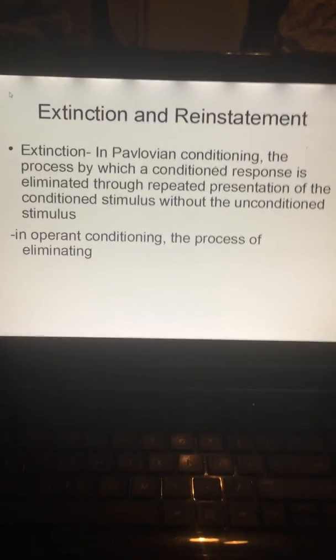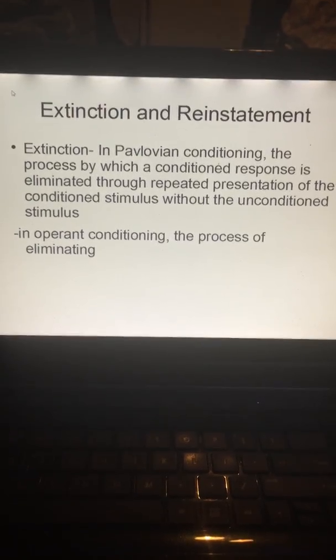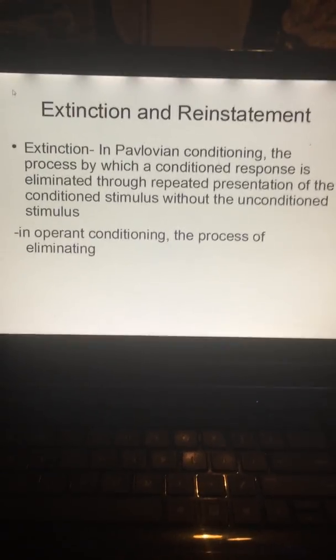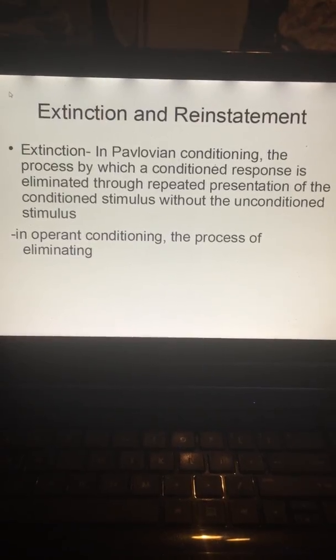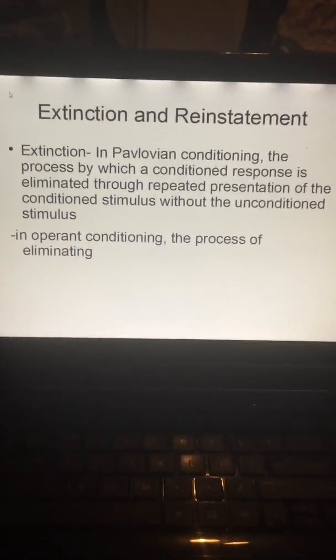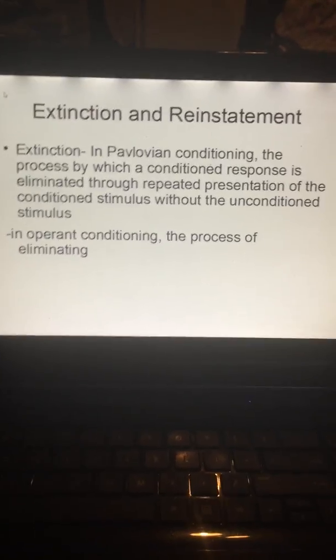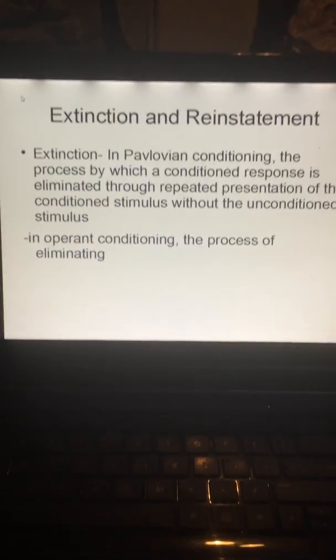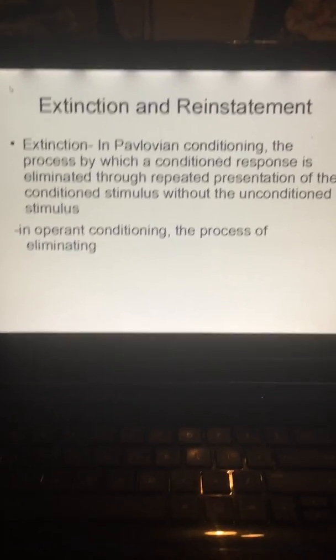Present the dog with the food. The dog drools, eats the food. You ring a bell, present the food. Ring a bell, present the food. The dog learns to associate the bell with the food. The dog drools when he hears the bell. The bell becomes a conditioned stimulus. He learns to react to the bell. The drooling is a conditioned response.